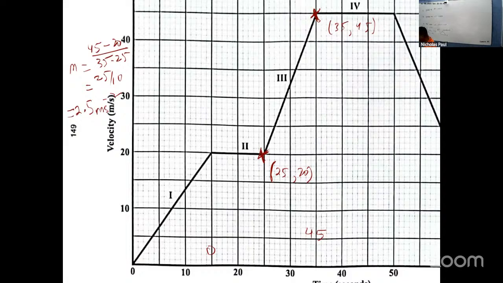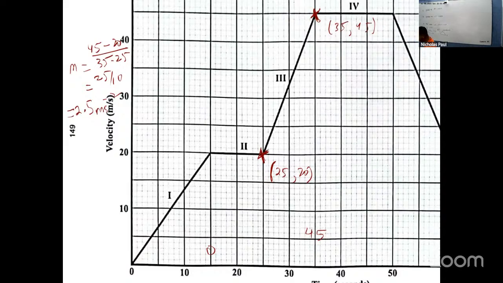And then do part three. Find the distance traveled in the first 25 seconds. Right here, 25, right? Read it off and find it. It's up to you. You can use the trapezium formula or you can work out the areas separately.